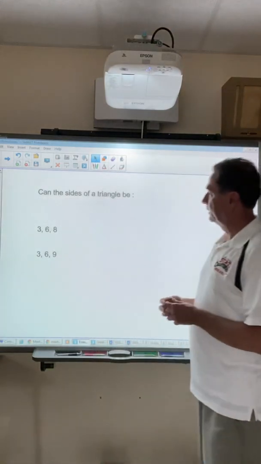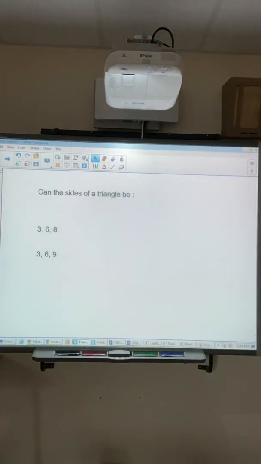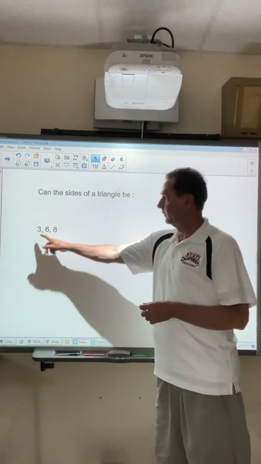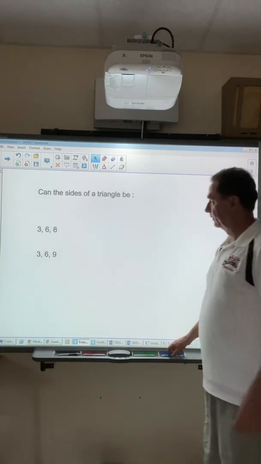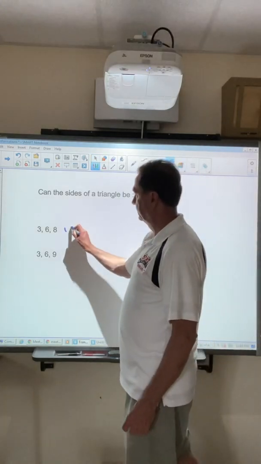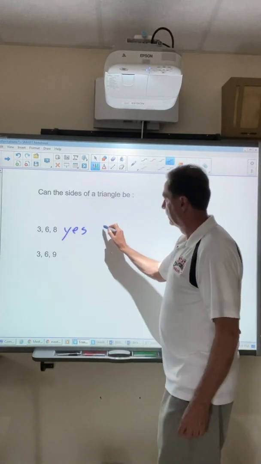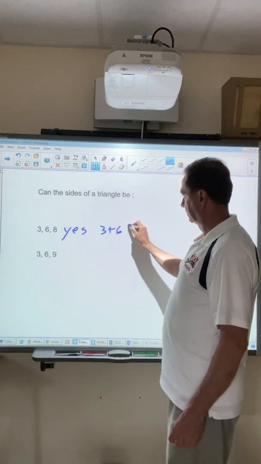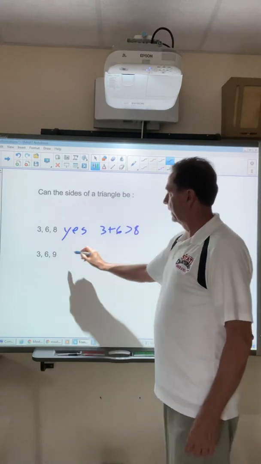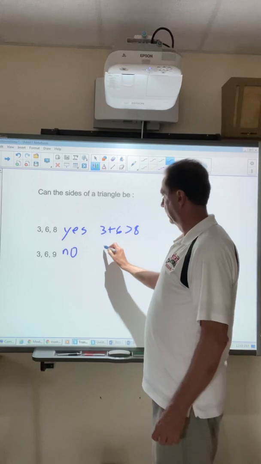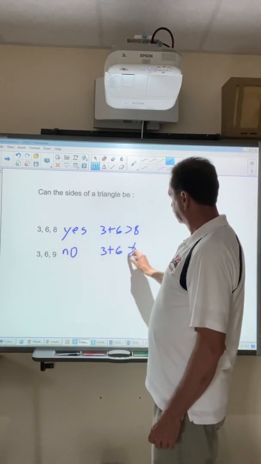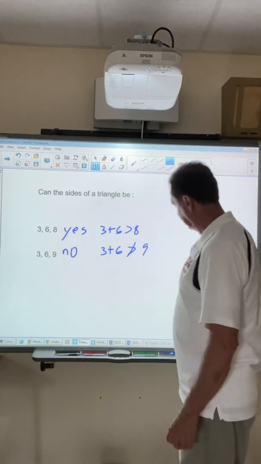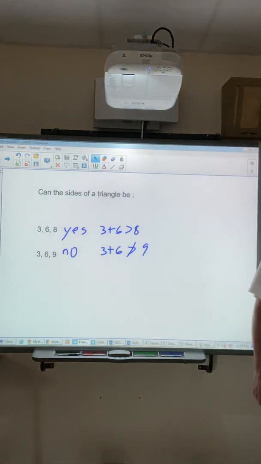You'll be given three numbers, and the question is, can they be the sides of a triangle? And what you do is you look for the two smaller numbers and see if when you add them up, you get more than the third number. And this here is yes, it can be a triangle because 3 plus 6 is more than 8. And here, no, it can't be a triangle because 3 plus 6 is not more than 9. It actually equals 9. It can't be equal to, it has to be more than.